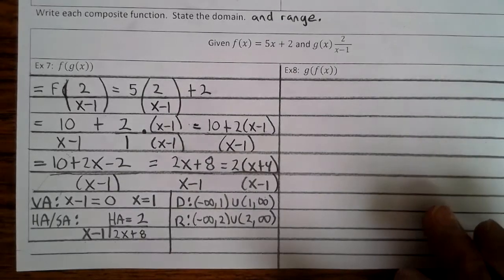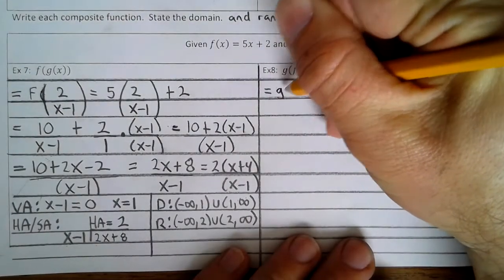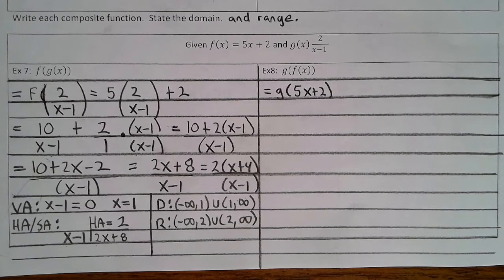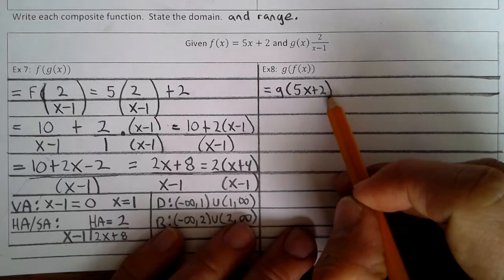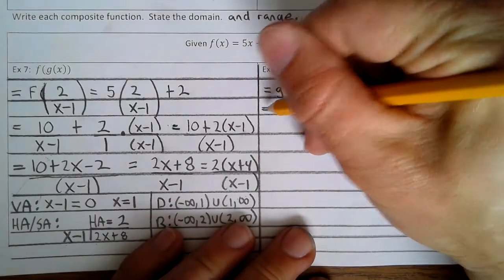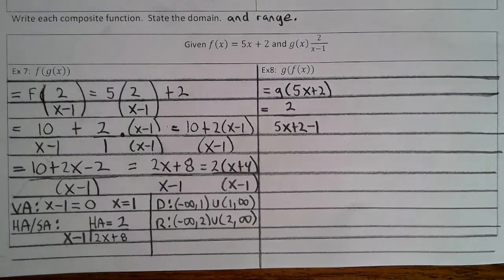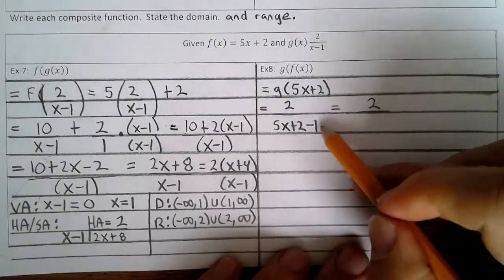All right, so let's take a look at example 8. So we have g of f of x. Now, f of x is 5x plus 2. All right, little awkward pause there. So that's g of f of x, so we're going to plug in 5x plus 2 in for x. So that's 2 divided by 5x plus 2 minus 1. So then that's 2 divided by 5x plus 1.